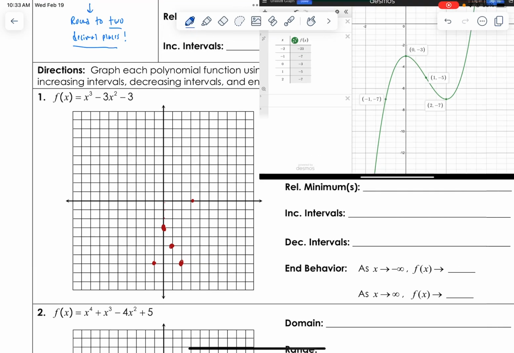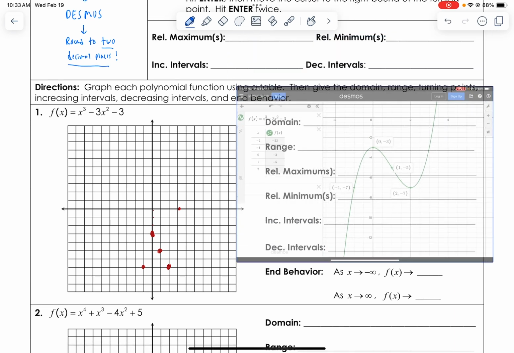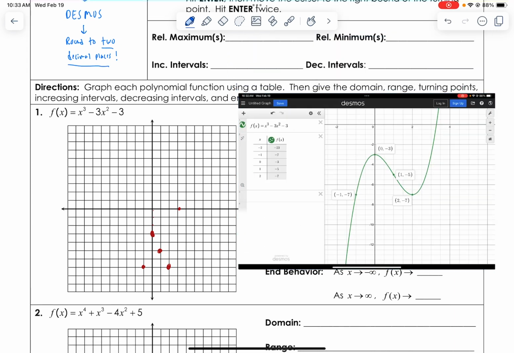So here we'll kind of follow this same shape from Desmos to help us out. And then here we're increasing. Then we turn, go back down, decreasing. Now we're increasing all the way through. We cross the x-axis, and it goes all the way up like that.